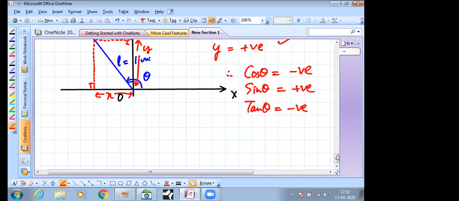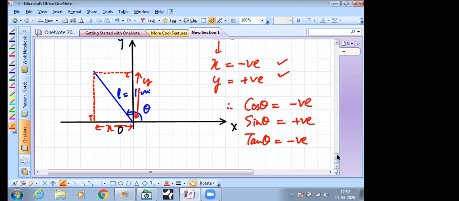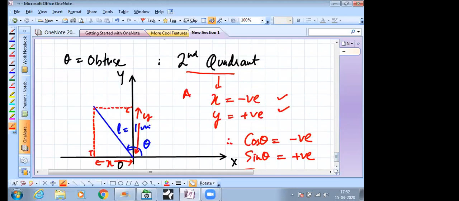So that is why in the second quadrant, the ASTC rule tells us that in the first quadrant, all are positive, but in the second quadrant, only sine is positive. Now that is the logic for this. Because the projection on the x-axis becomes negative, whereas the projection on the y-axis becomes positive.